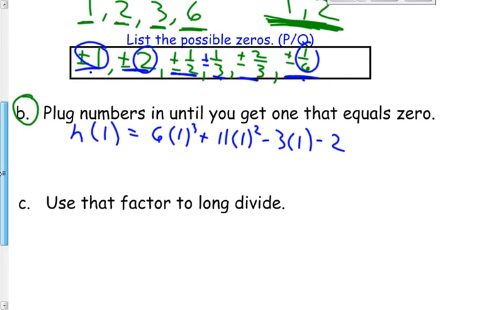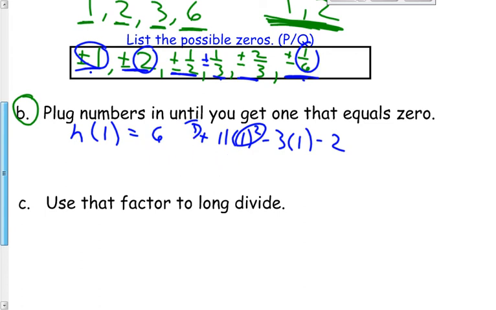So now we have 1 cubed times 6 is 6. 1 squared is 1 times 11 is 11. And now we have minus 3 times 1, so we get a minus 3 minus 2. Well, this becomes 17, minus 3 is 14, minus 2 is 12. Oh, we didn't get ourselves a 0. So evidently, positive 1, you are not the right thing.